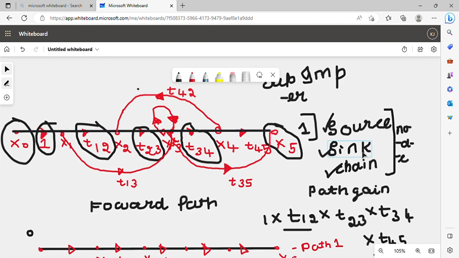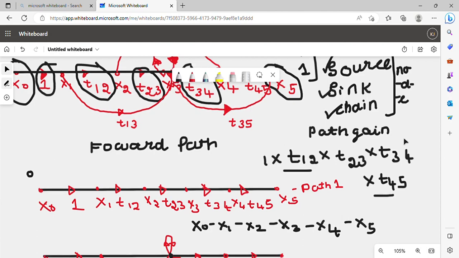And what is my sink node? A node consisting of only incoming branches. For my XY, everything is coming into XY, going from X0 and coming to X5, so that is why it is a sink node. And what is a chain node? A node consisting of both incoming and outgoing branches, which I call my chain node, right?